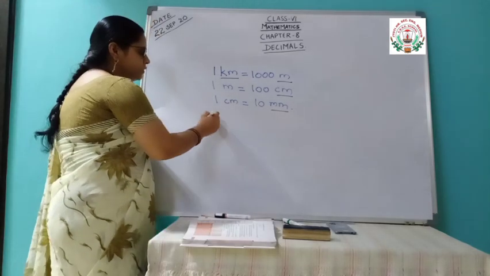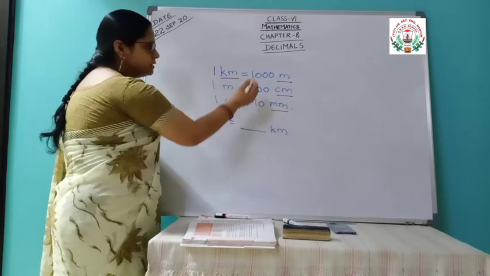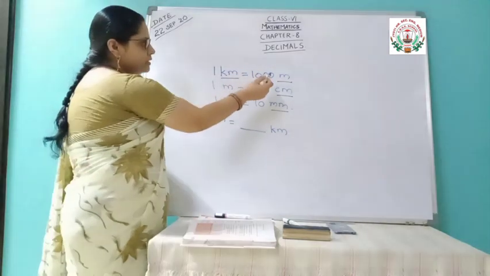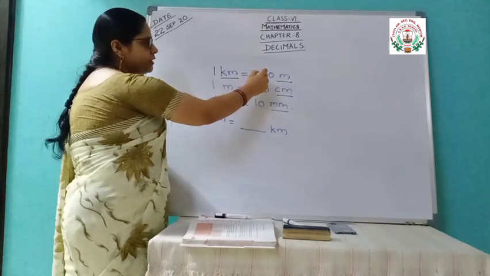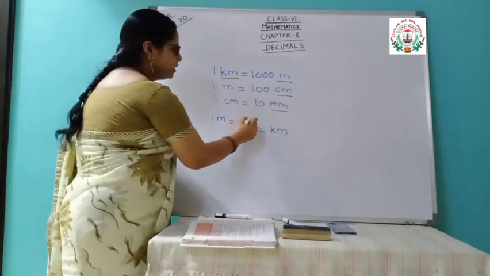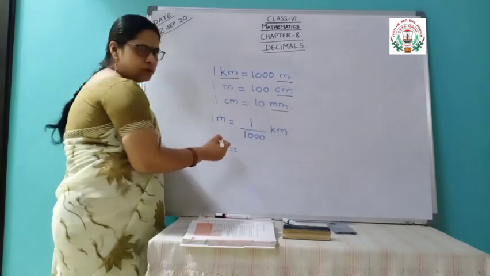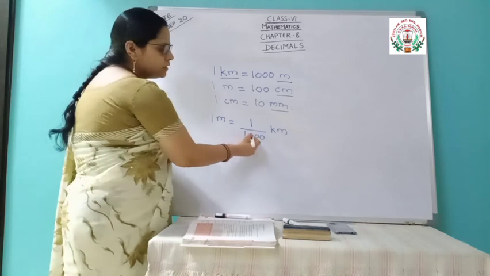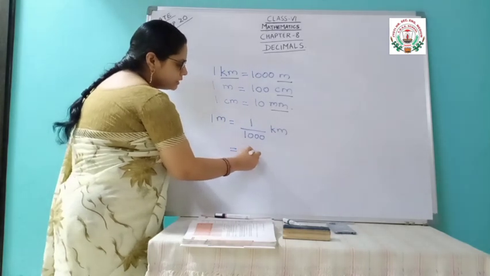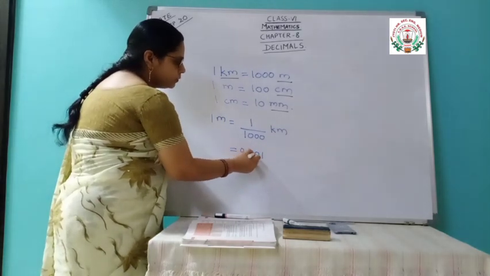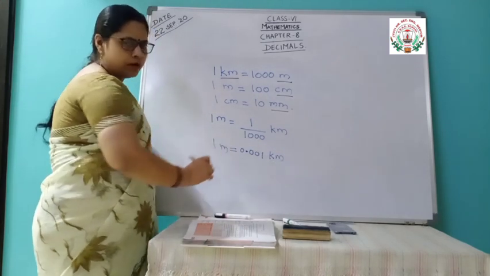Now if I ask you the question in the reverse order, 1 meter is equal to how many kilometers? The 1000 comes to this side, in fraction, so it is 1 by 1000. If you are asked to write it in decimal form, 3 zeros are there, so the decimal comes before the 3 digits, that is 0.001. 1 meter is equal to 0.001 kilometer.